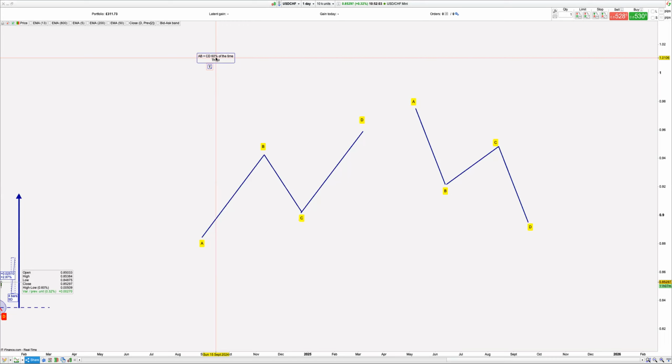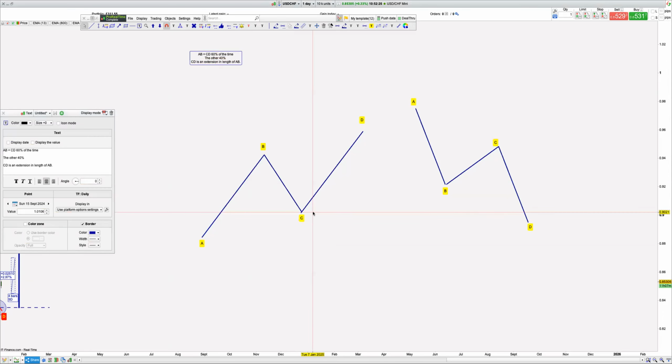The other 40%, CD is an extension in length of AB. What do I mean by that? I'll show you.